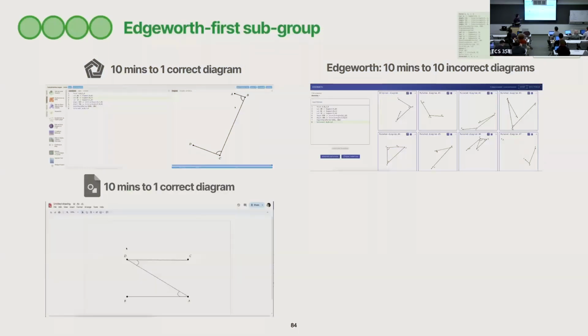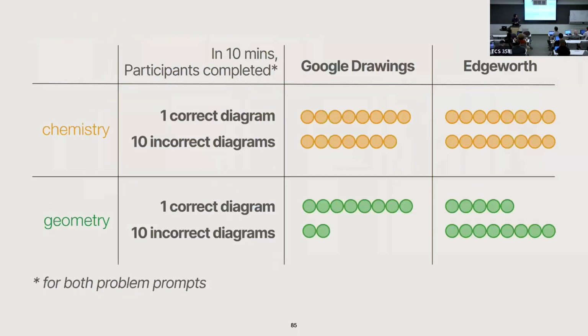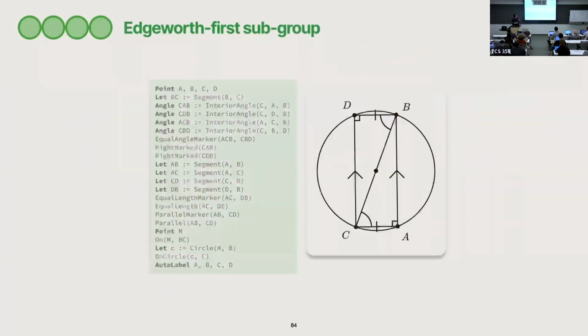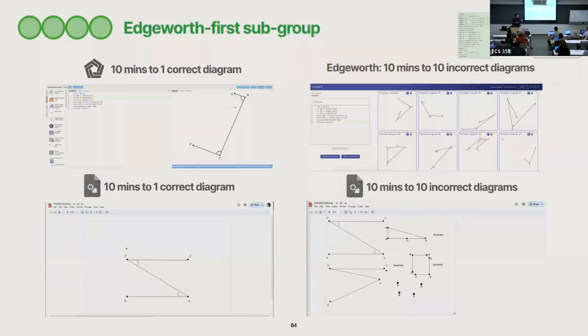They will also repeat this process in Google Drawings for the same prompt again. Throughout the study session, we record how much time they took for each diagram they made. All of these sessions are structured this way: 2 prompts, 4 tasks, and only the domain of the prompts, chemistry or geometry, or the ordering of the tools, Edgeworth first or Google Drawings first, will change.